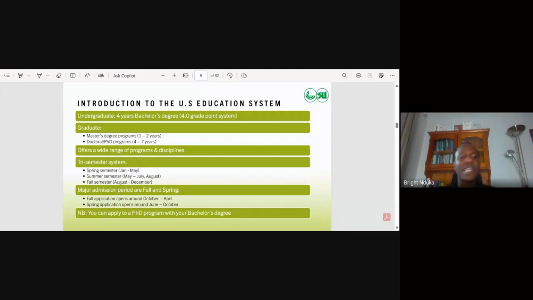Now, this is very important, and it is something that is not obtainable in the United Kingdom, and most people are not aware. I have quite a number of my friends who are currently in the United States, and this was actually how they went there. You can apply for a PhD program directly with your bachelor's degree in the United States. All right, and I'll repeat that. You can apply for a PhD program directly.